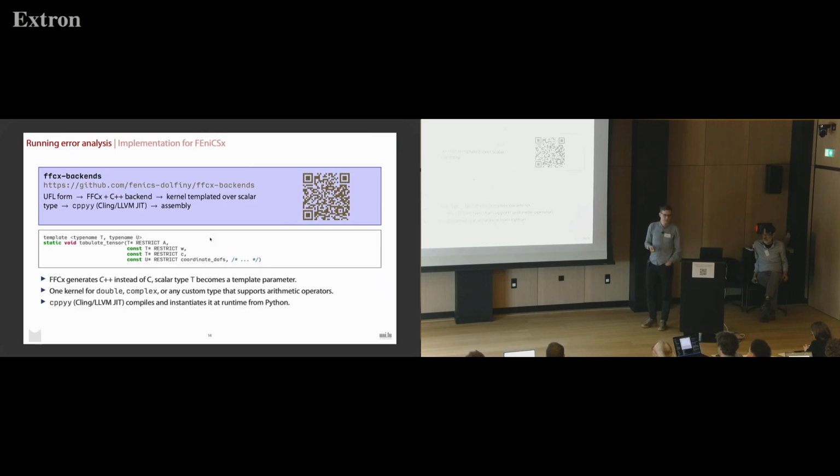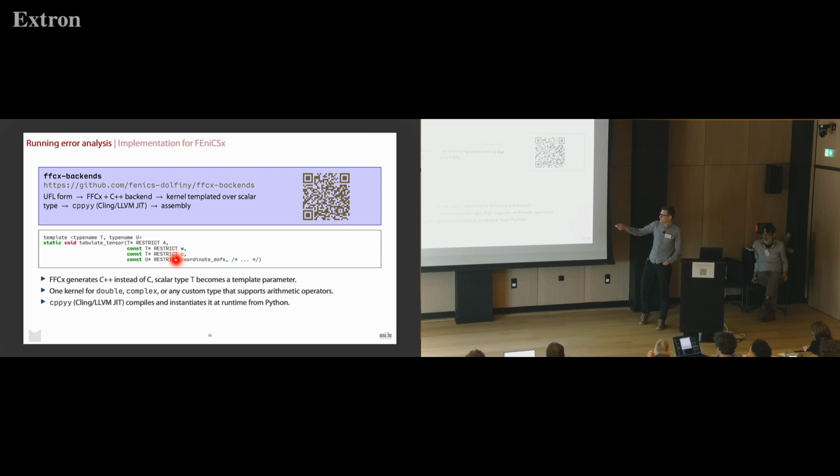So how did we implement that? We wrote this little extension library, FFCx backends, which takes your UFL form and compiles that into C++ code, which is then templated over the data type that you assemble for. So now we can pass any data type there. And then we use a just-in-time compiler for the C++, CPPYY. And now we can pass an arbitrary type there, T. And you see where I'm going.